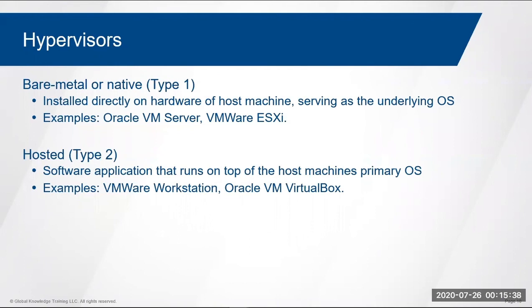Very straightforward. You get the host system, you install the hypervisor software on it, and then you create VM instances on it. There is no underlying operating system. The base underlying operating system is the hypervisor software. Oracle VM Server and VMware ESXi are some examples of this. Now, in order for that to work, you might need a management server to control the other servers that are running this hypervisor. But the advantage is really nice, and we'll talk about that in just a second.